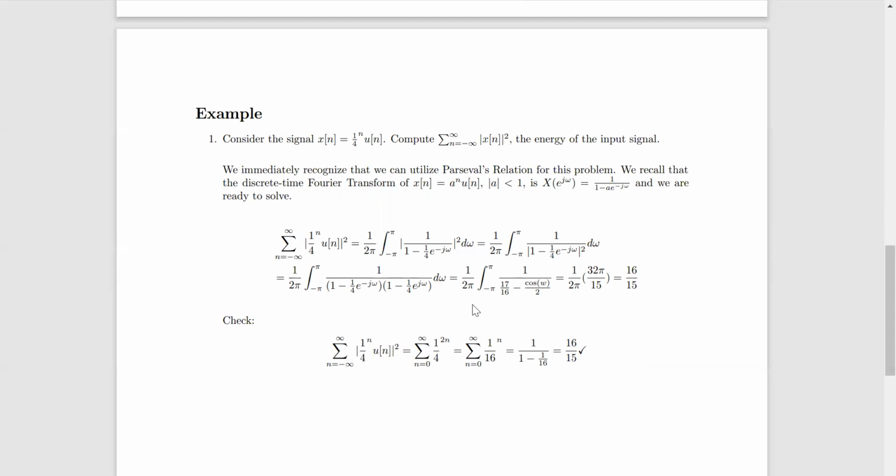And if you want to check your work, you can simply apply the geometric series. And so it shows that Parseval's relation does hold and these are equal. And that's a good place to stop.